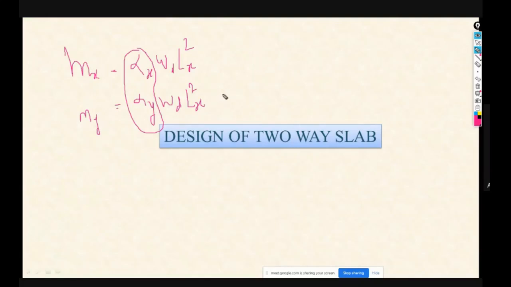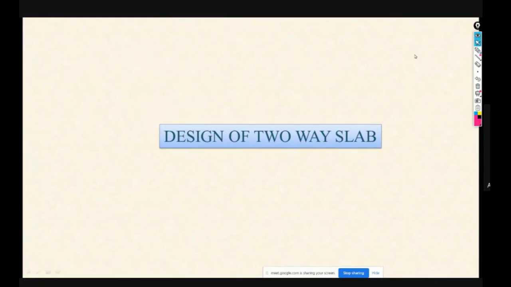Alpha X is the moment coefficient for the moment in X, and alpha Y is the moment coefficient for the moment in Y, and they depend on the Ly by Lx ratio. While deciding the type of slab, we first calculate the Ly by Lx ratio and then decide whether the slab is a one-way slab or a two-way slab. Similarly, we will use the Ly by Lx ratio to calculate alpha X and alpha Y. How to calculate it, we will discuss. So we will proceed to the design.